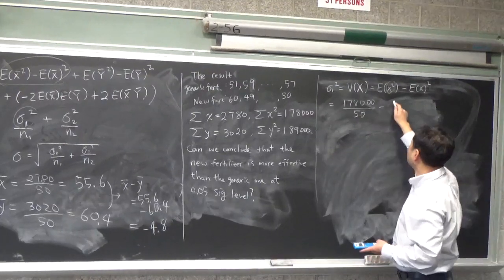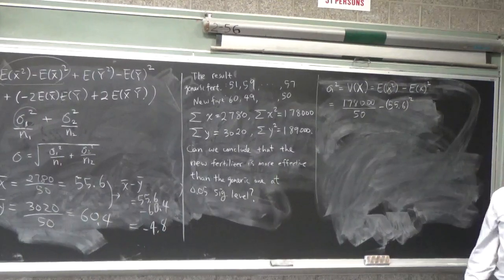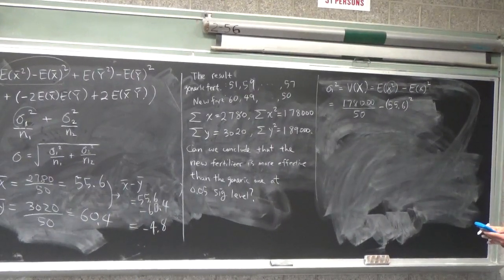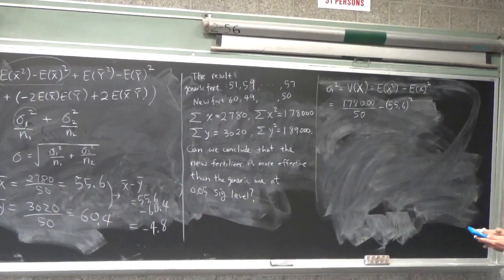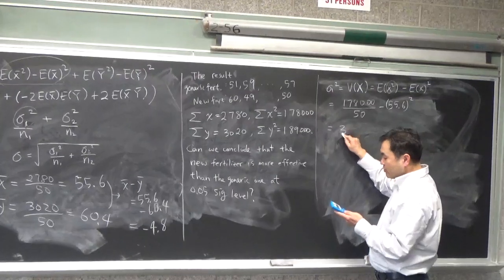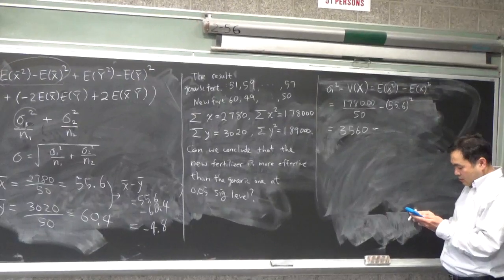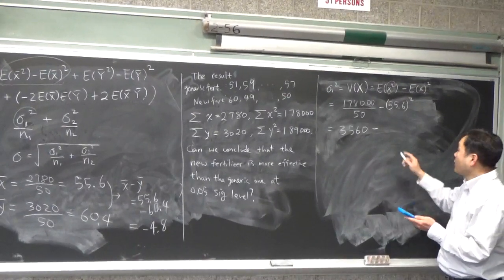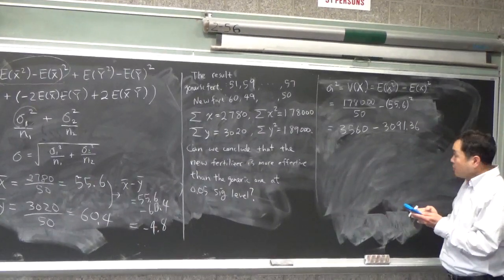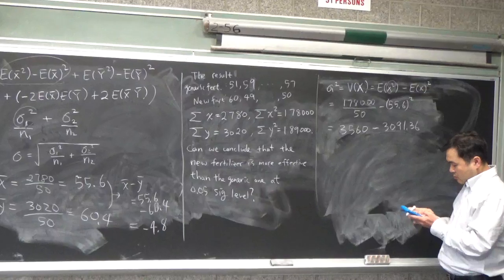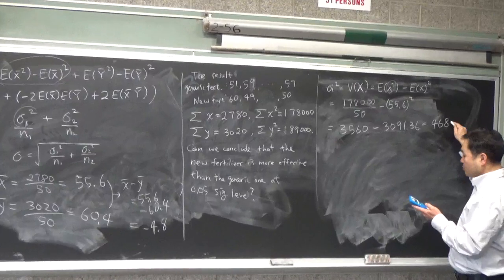Minus 55.6 squared. Okay? So let's try that. You have 178,000 divided by 50, so you have 3560 minus, we get 3091.36, and that gives us 468.64.